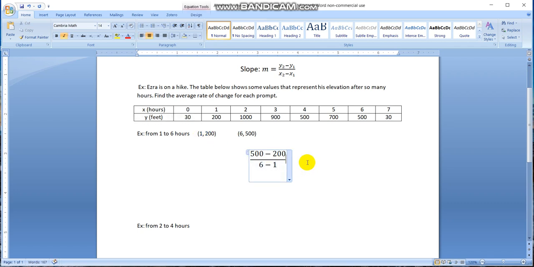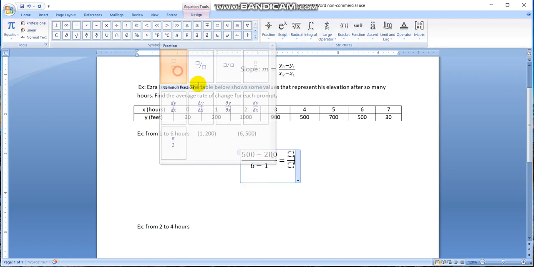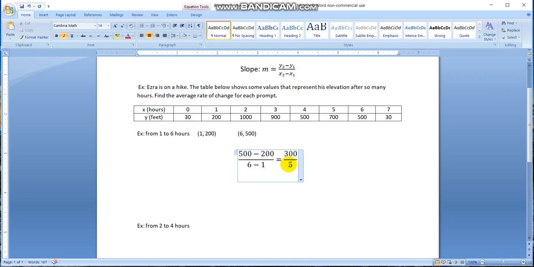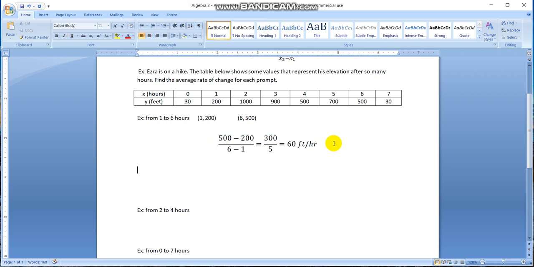Okay, so all we're doing is we just solve, we want to simplify this. So 500 minus 200 is going to be 300. 6 minus 1 is 5. 300 divided by 5 is going to equal 60. So in context, this is feet per hour. Y is on top, X is on the bottom. So 60 feet per hour. Okay, so that means at every hour he's climbing up the mountain at an average of 60 feet per hour. And that's your answer. Okay.